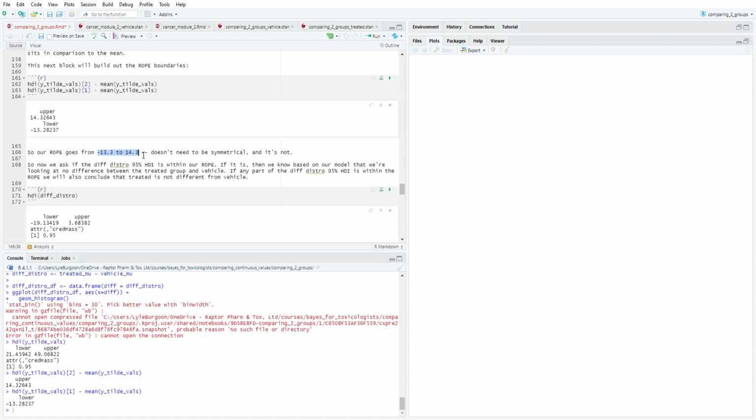So that's what we have here. It doesn't need to be symmetrical. Typically it isn't symmetrical, so that's not surprising. So now we ask if the difference distro. Now, okay, let me back up. So what we're saying is that 14.3 units greater than the mean is where we're going to put one end of the rope, and then 13.3 lower than the mean is where we're going to put the other end of the rope.